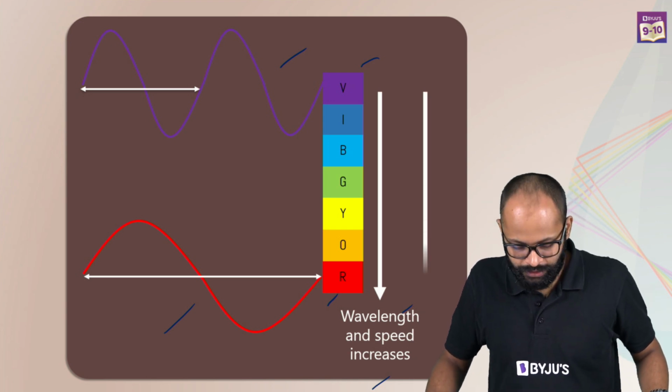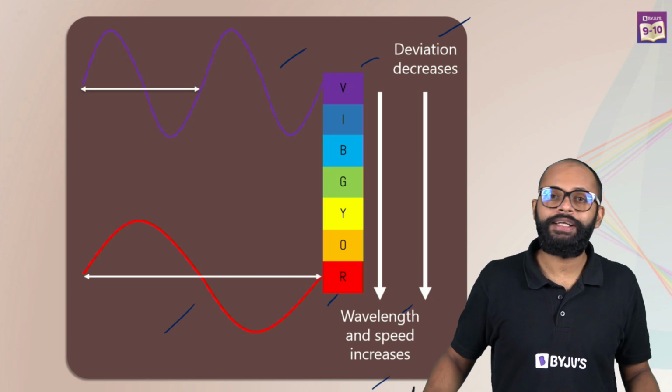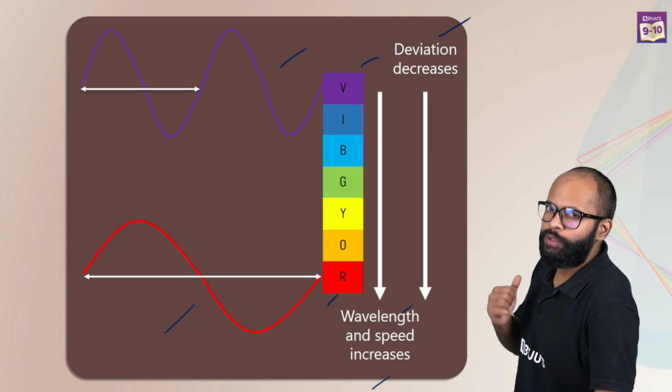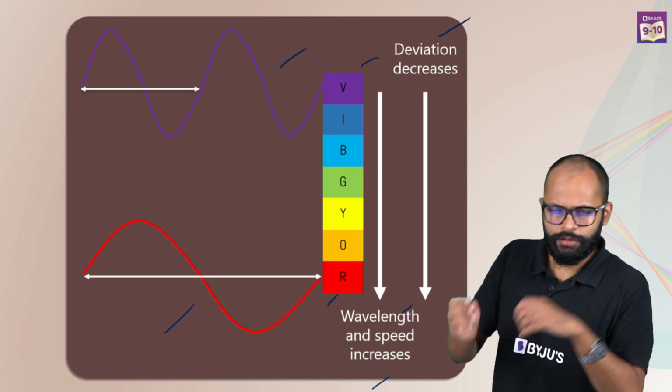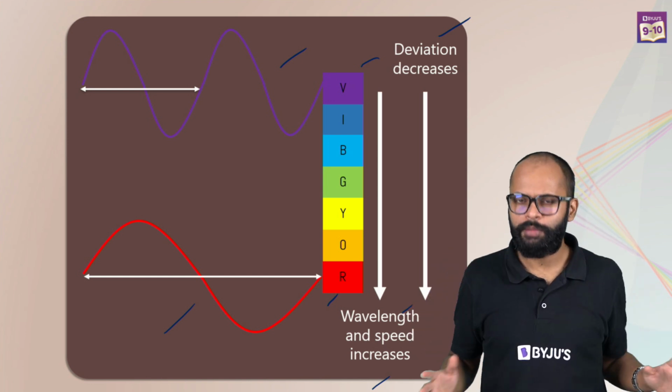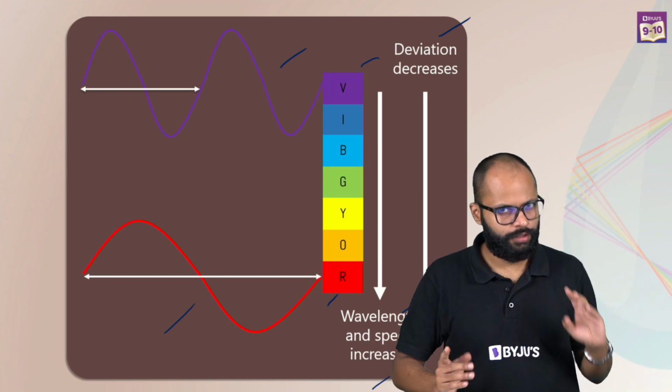But what decreases? The deviation decreases, right? So I would say this is one very important pictorial representation of that. You can remember it, right? So go ahead in your notebooks, make this kind of an arrow, write VIBGYOR, make these arrows, and remember it. And by the way, I'll give you the notes of this session on the Telegram channel.